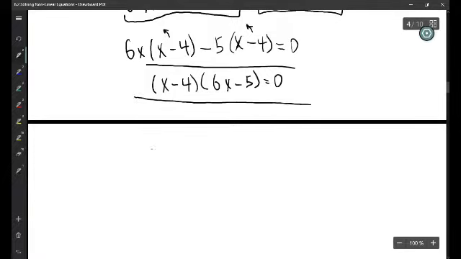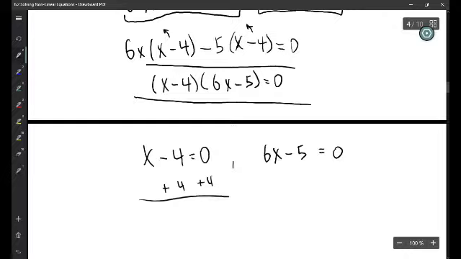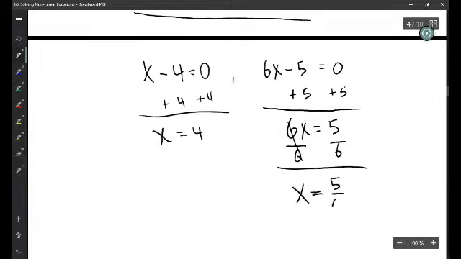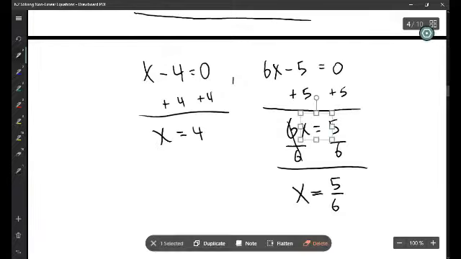And then we make our 2 equations, so x minus 4 equals 0, and 6x minus 5 equals 0. And then proceed to solve to obtain x equals 4. And for the 2-step linear equation, remove the constant, remove the coefficient. And those are the solutions.